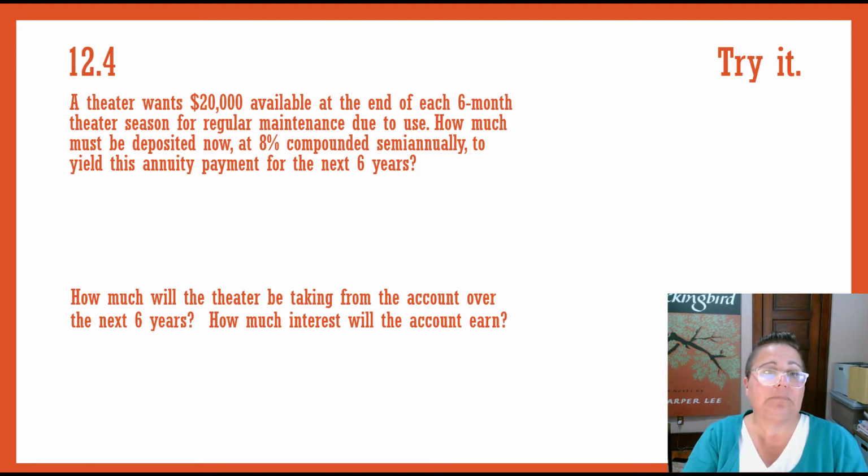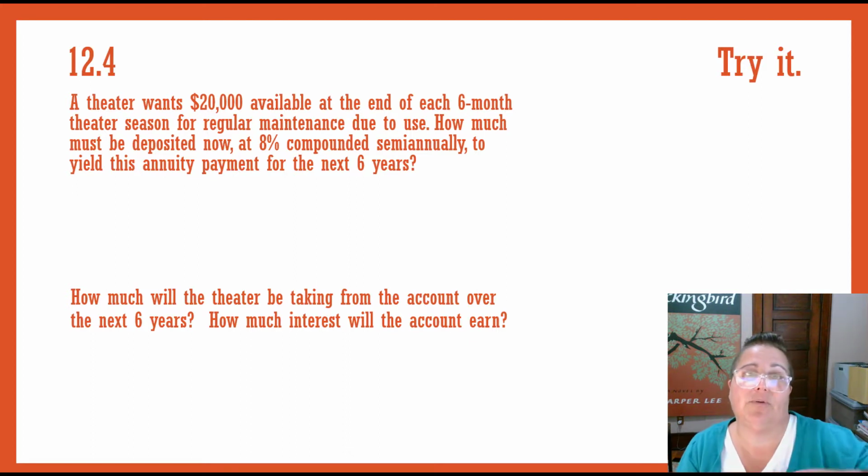All right. So as they're doing that, though, if they're able to put in a lump sum amount, it's going to earn interest. And so they won't actually need to put away $240,000. They'll need to put away less than that. We're going to use the present value table to figure out how much less.